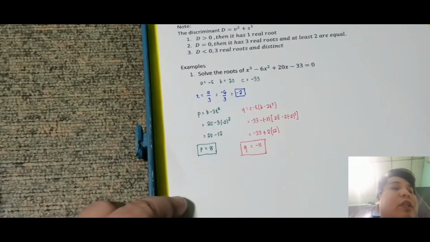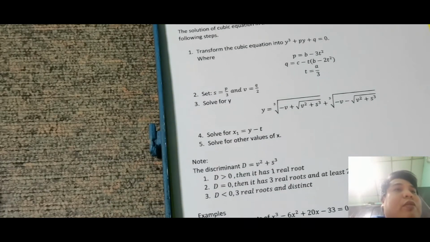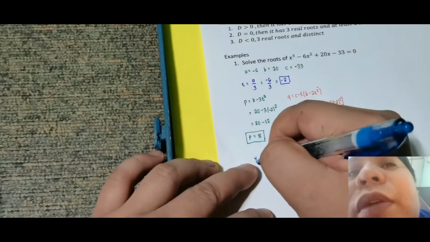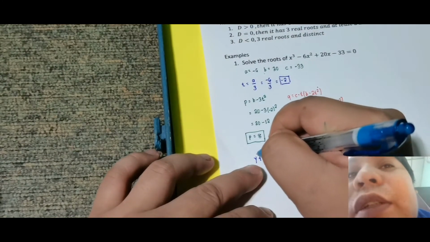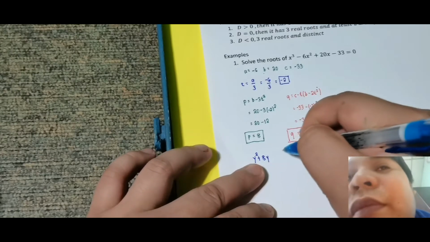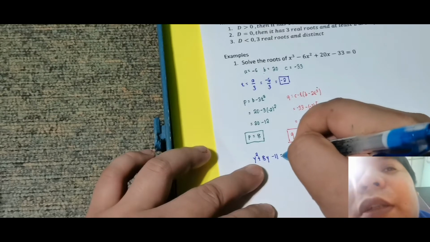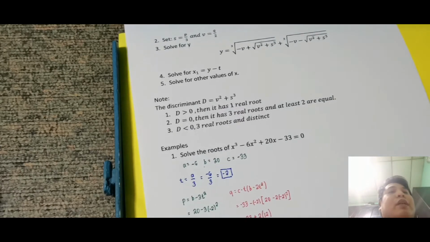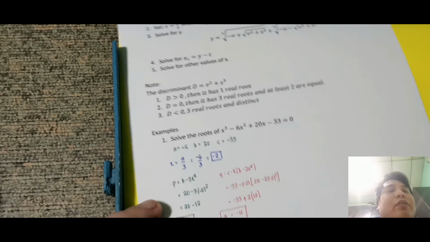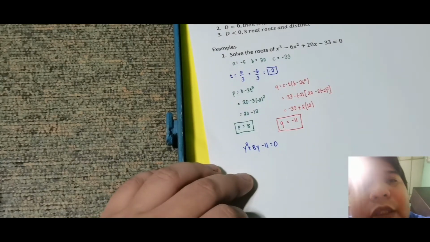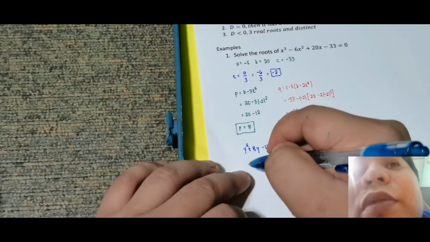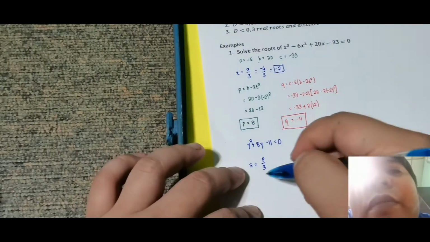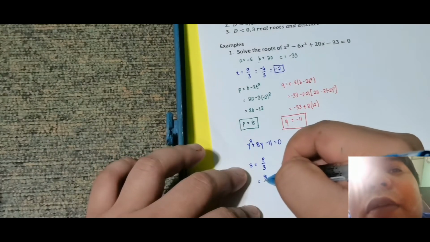Okay, so now we can transform the equation into y cubed plus py plus q. So our transformed equation is y cubed plus 8y minus 11 is equal to 0. So that is p, and that is q. Next thing is to set s: s is equal to p over 3 and b is equal to q over 2. So what is s? Note that s is equal to p over 3. Since we solved p, that is simply equal to 8 over 3.